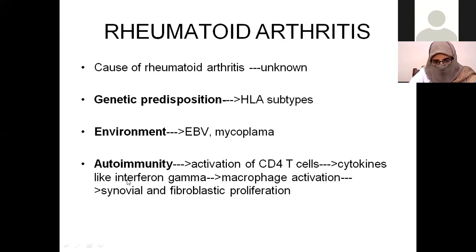In the end, what happens? That autoimmunity means the immune system of a person starts against its own body. The cells which are important are activation of the CD4 cells.